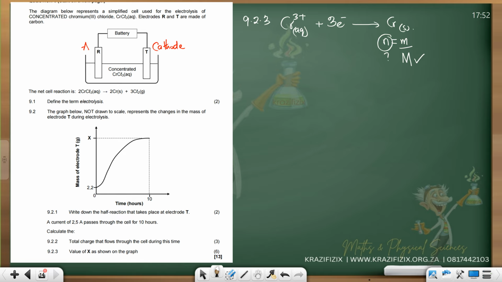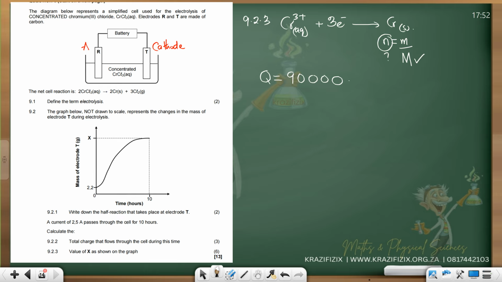So how do I get that? Remember what we said. We got Q. What was our Q? 90,000. We need to get the number of moles. But how do you get the number of moles? I cannot get the number of moles until I get the number of electrons.